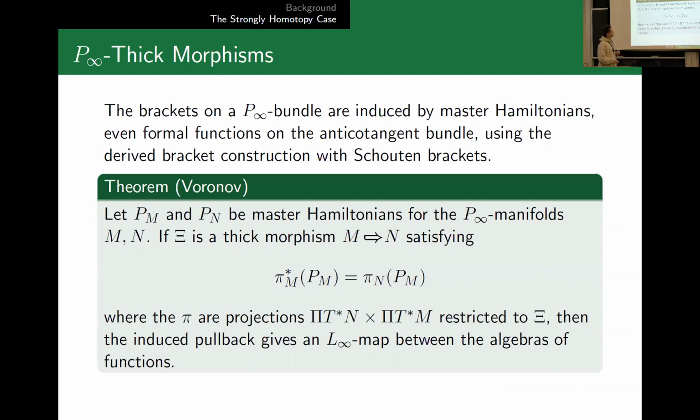So if we have an odd thick morphism from one P-infinity manifold to another, and it satisfies this condition, where in fact it should also be a star here. What this means is that these are the projections from this product anti-cotangent bundle to the individual components. What we want to do is pull these Hamiltonians back up onto the products, and they should agree on the products, at least on the submanifold specified by the thick morphism. If all of that is satisfied, then we say that it's a P-infinity thick morphism. And this is our correct notion of map for P-infinity bundles.